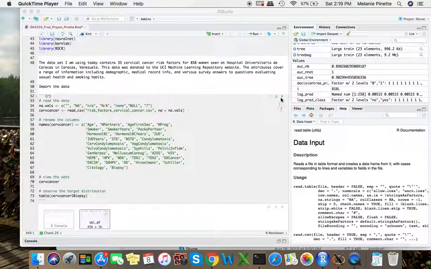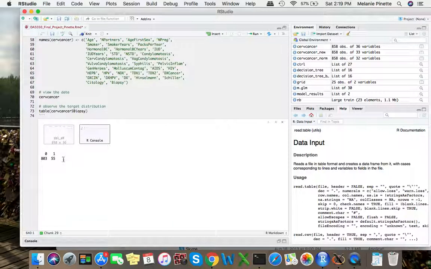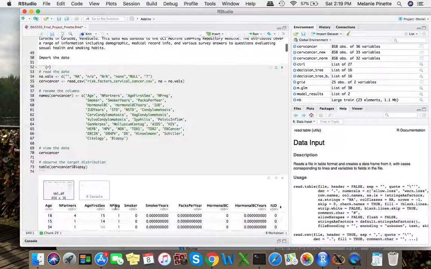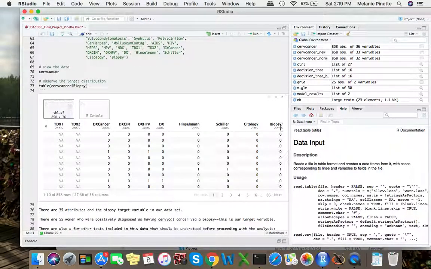I'm importing it and then printing out the prevalence of the endpoint. So there are 55 women with cancer. There are 35 predictor variables, and the endpoint, which is biopsy, and 858 observations.